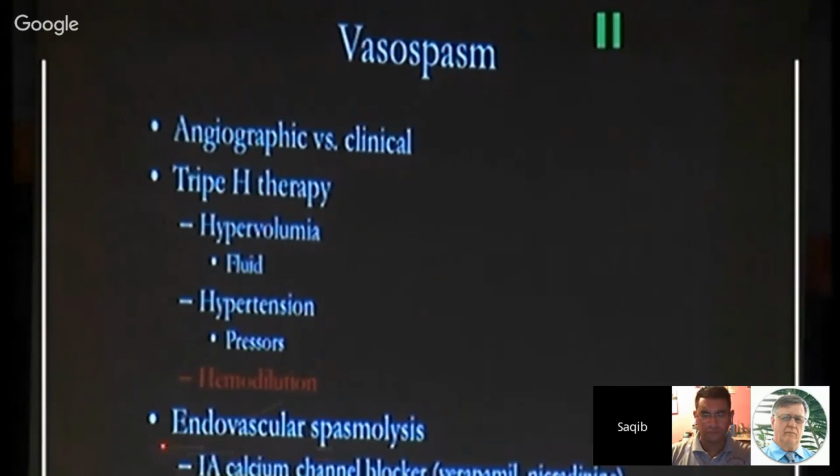And then, after these things fail, we can do endovascular spasmolysis, where we take a microcatheter and infuse very focally spasmolytic agents such as calcium channel blocker, verapamil, and nicardipine, and we can also use angioplasty.